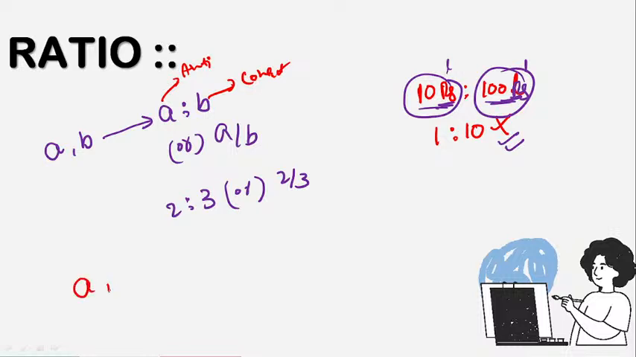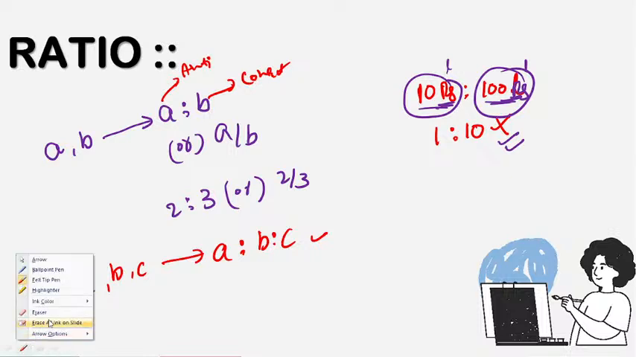For example, three quantities A, B, C. The ratio is A is to B is to C. Just remember, guys, what is the ratio? Ratio means two quantities of the same units is called the ratio.